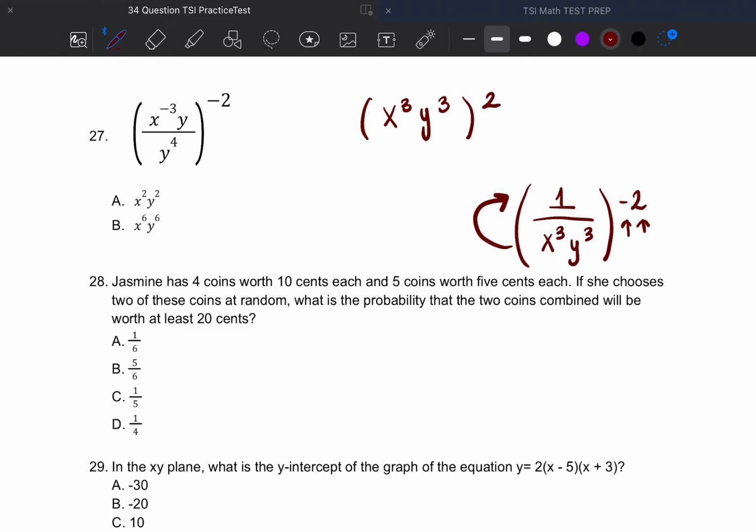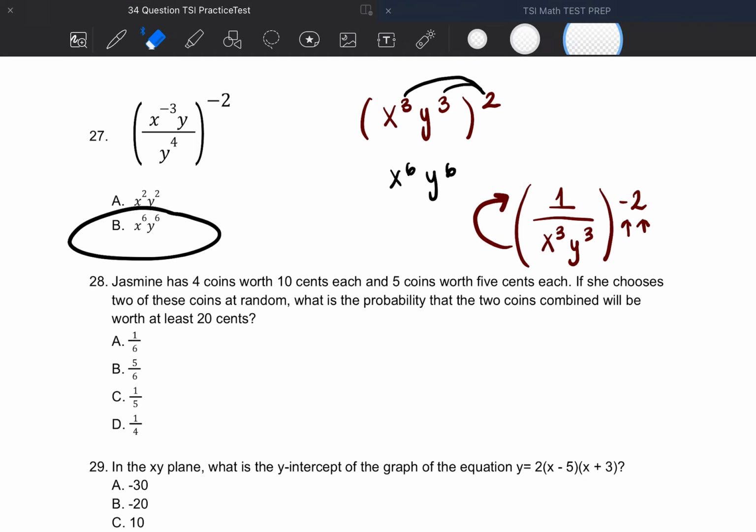Perfect. And then the very last step is to multiply the exponents. 3 times 2 is 6, so it'll be x to the 6th power. And then 3 times 2 is 6 again, so it'll be y to the 6th power. So my answer is going to be B.